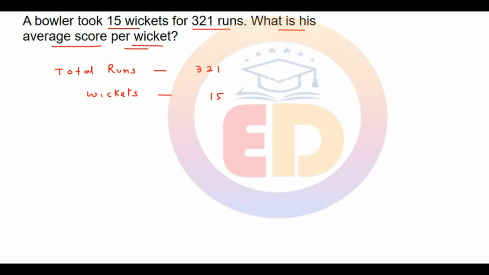The formula of average score per wicket will be given by total runs upon total wickets taken. Total runs are 321. Total wickets taken are 15. Let's divide them to find out the answer.